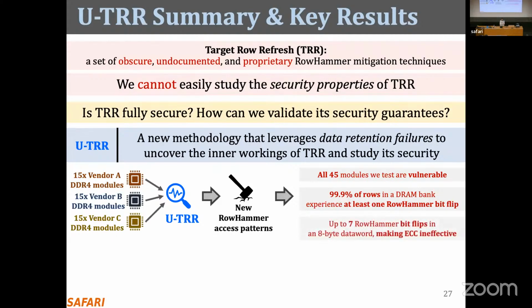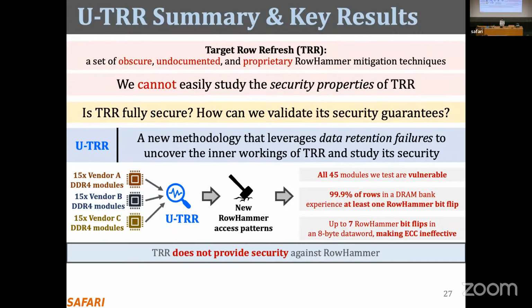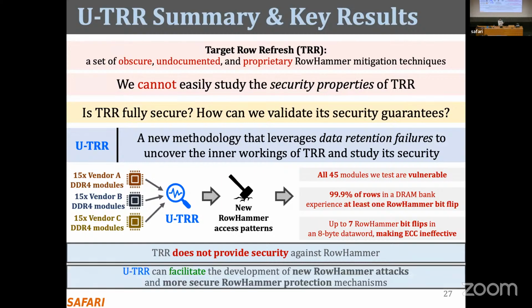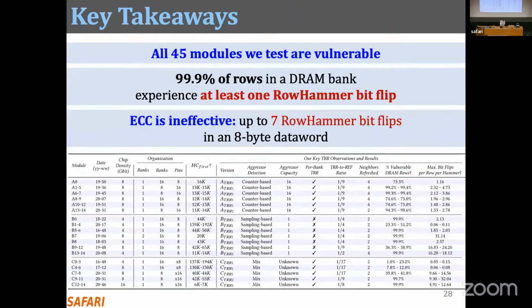And maybe most interestingly, when we look at 8-byte data words, we see that some of them experience up to 7 RowHammer bitflips, which makes ECC ineffective. So you cannot recover from those. This work again shows that TRR does not provide security against RowHammer, and it can be used for further research. They again look at a lot of DRAM modules and observe that they are vulnerable.